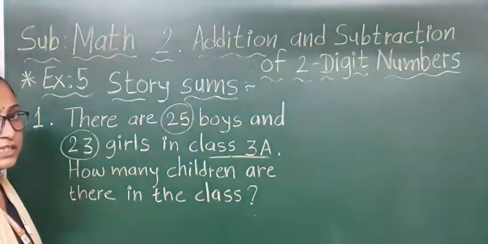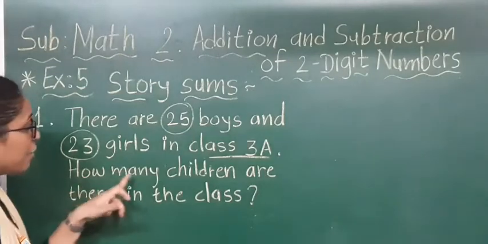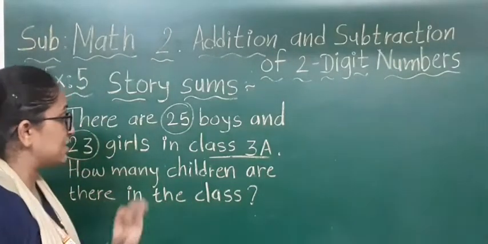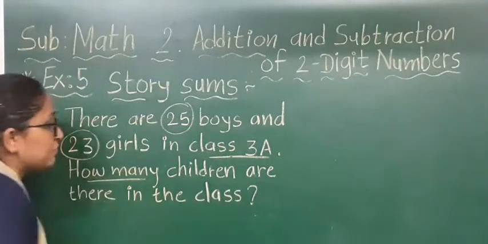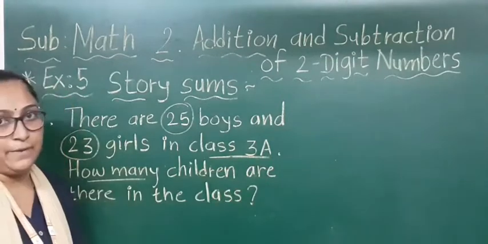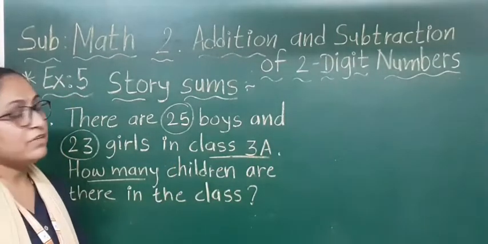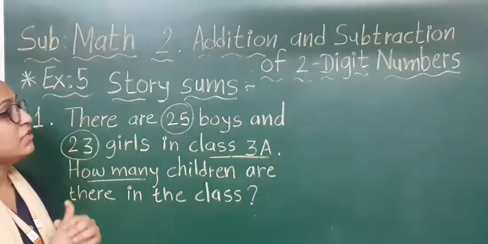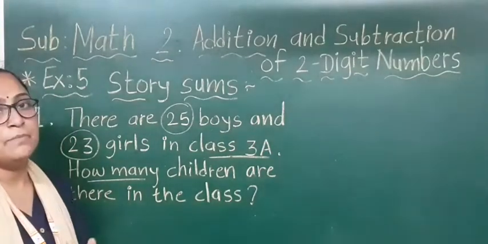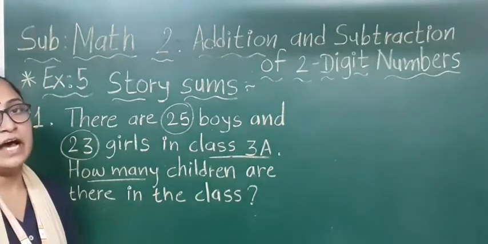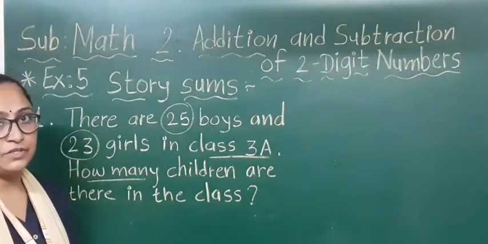Now what is the question? Read it. How many children are there in the class? How many? That means we have to find the total children in class 3A. Here we are given the numbers of boys and girls, so we have to find the total number of children in the class. We can find the answer with the help of addition.